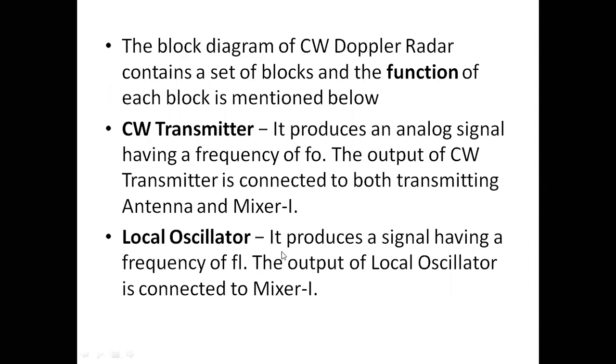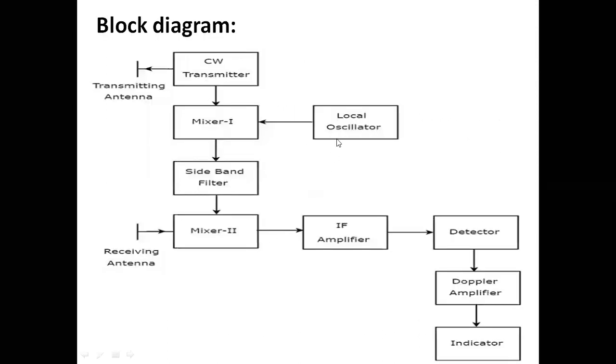And next, local oscillator. What is the purpose of local oscillator? It produces a signal having the frequency fl. The output of the local oscillator is connected to the mixer. Local oscillator is just used to provide the signal having the frequency fl, and that is given to the mixer.